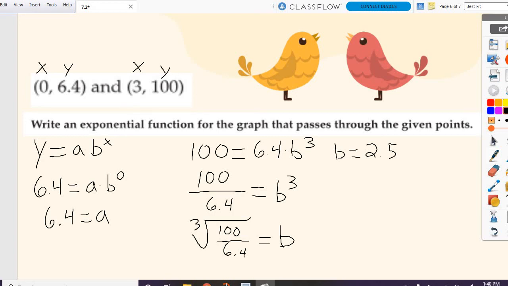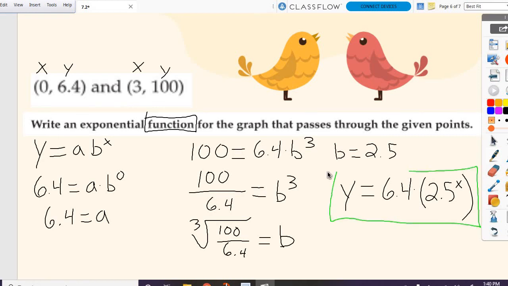And again, remember that solving for my a and my b are steps in my process to find my answer, but they are not my final answer. Remember that my final answer needs to be rewritten as a function. So I'm going to plug those values back in. So I have y equals 6.4 times 2.5 to the x power. And that would be my final answer.